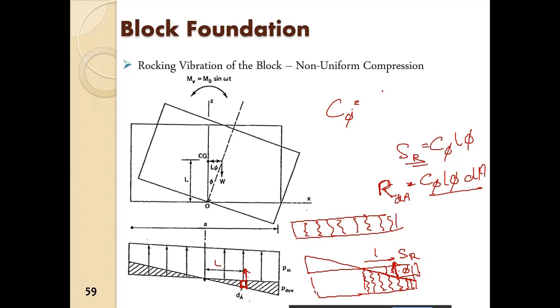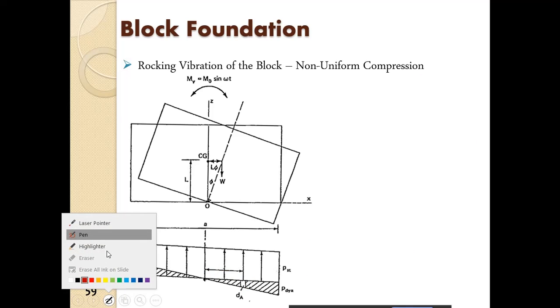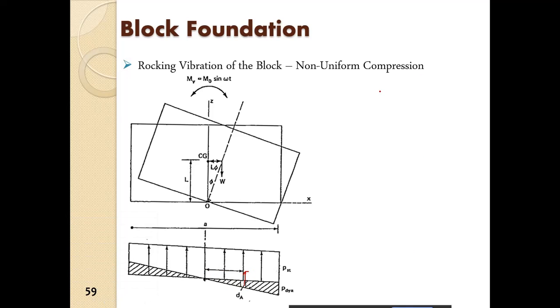So the moment of this R dA is R dA into L. So we have the force C phi L phi dA at this point, and that force into this lever arm, we will have the moment. So ultimately the moment from the force here will be C phi into L phi into dA.